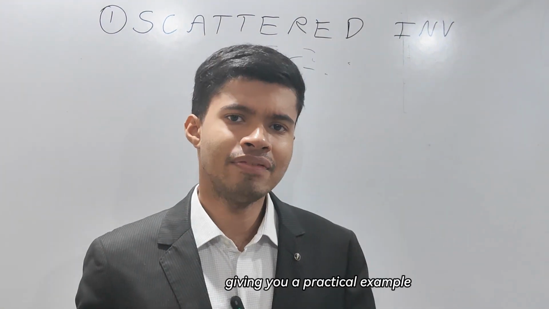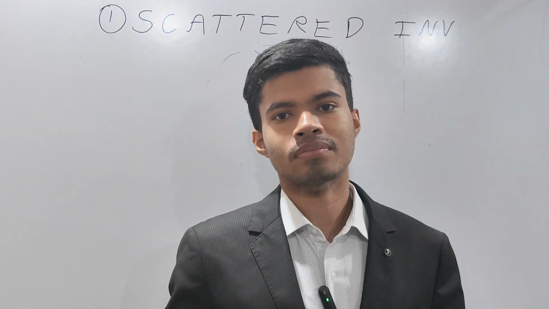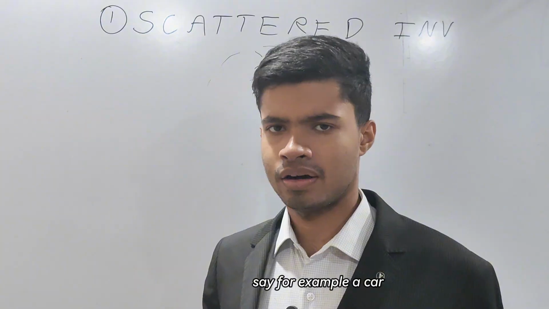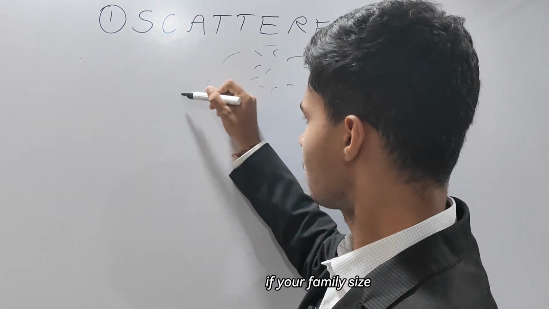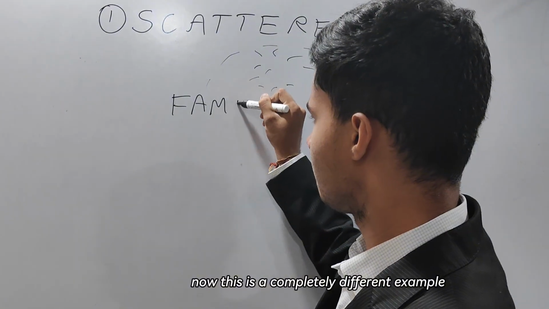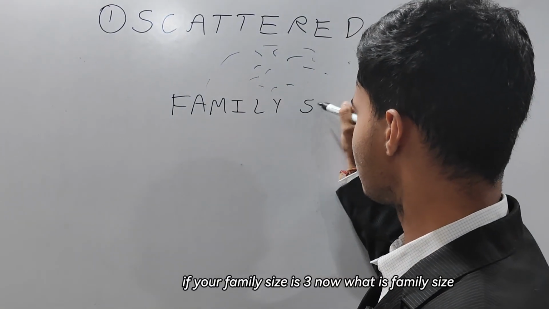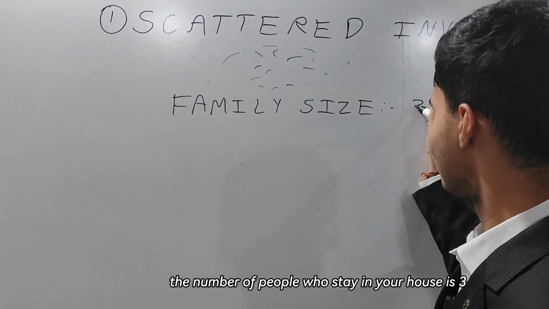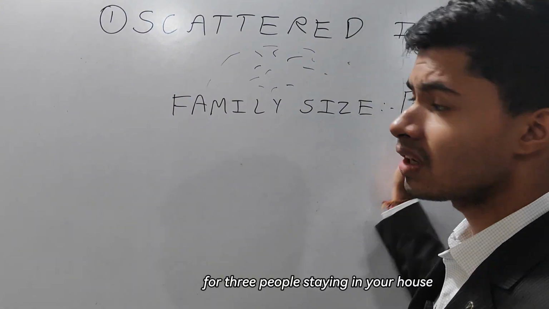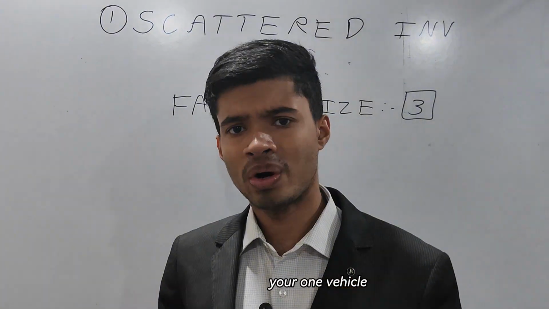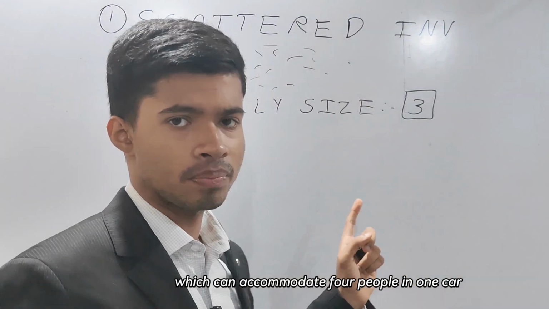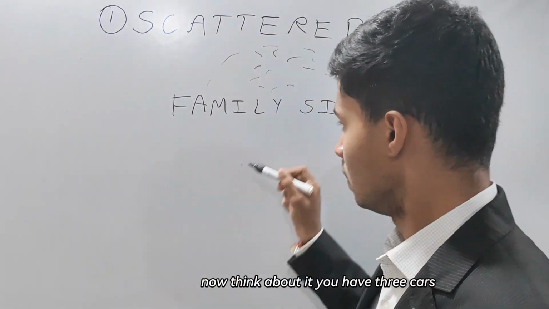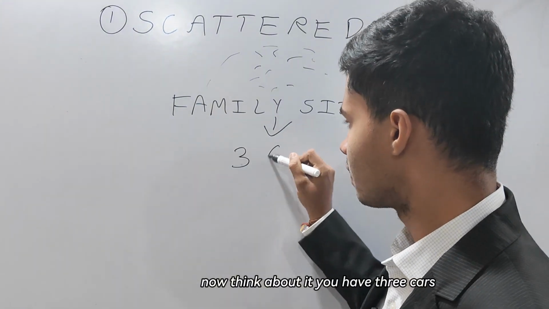See, giving you a practical example, if you have one vehicle with you, say for example a car, and your family size is 3, that is, the number of people who stay in your house is 3, you very well know that for 3 people, one vehicle which can accommodate 4 people is more than enough. Now, think about it, you have 3 cars.